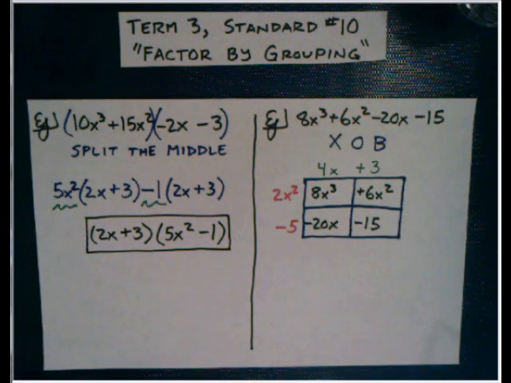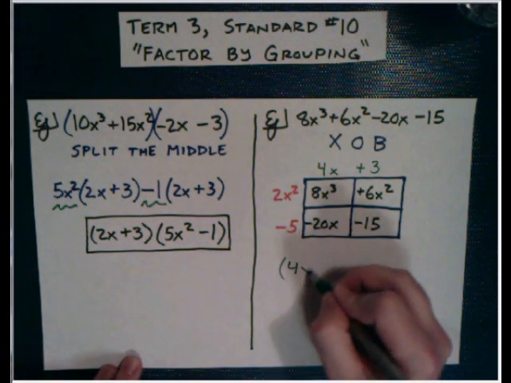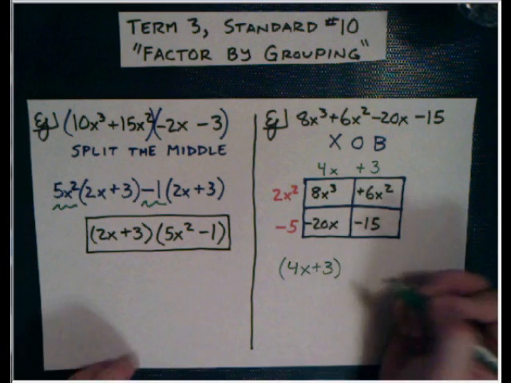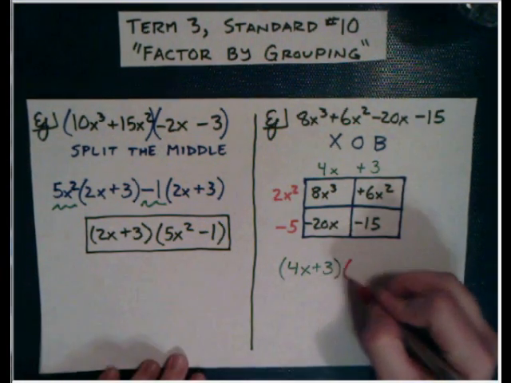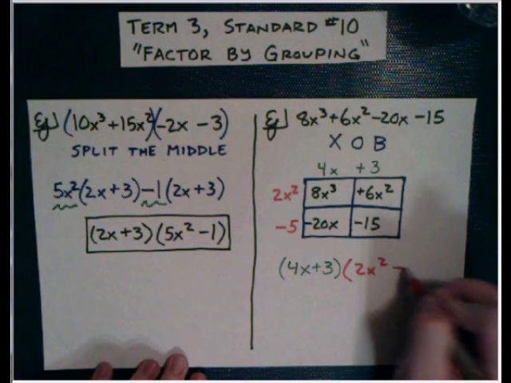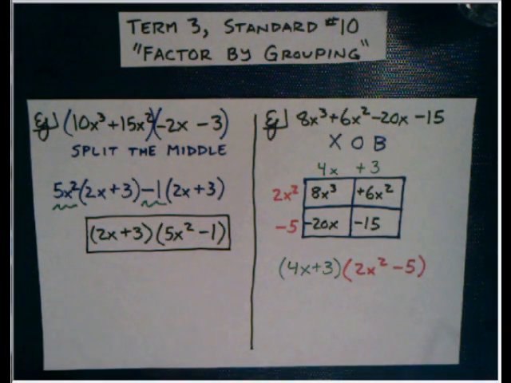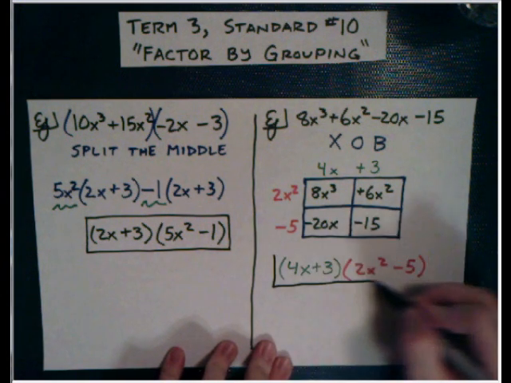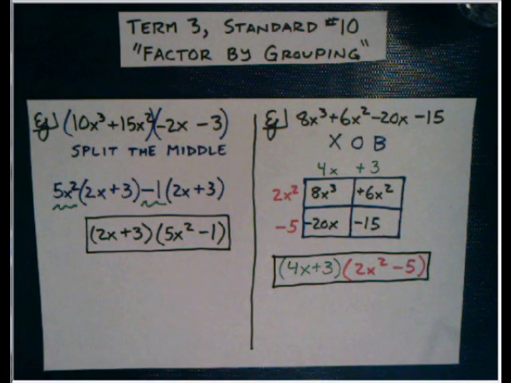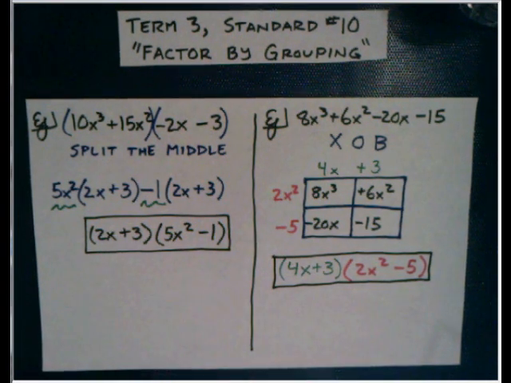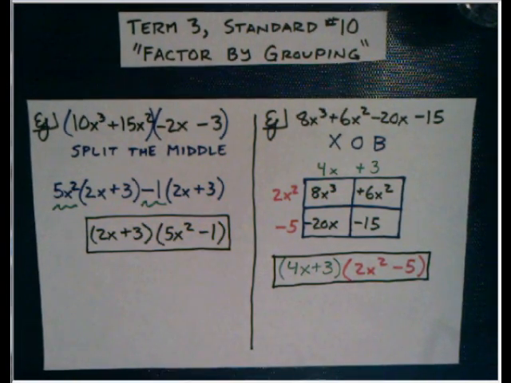So all we have to do is now fill them in. It doesn't actually matter what order we write them in, just as long as we get them both. So there's 4x plus 3. The one from the left side, 2x squared minus 5. And you're getting excited because I'm about to put a box around the answer we got with the ZOB. There is our final answer, 4x plus 3 times the quantity 2x squared minus 5.